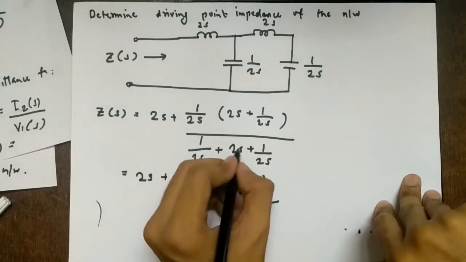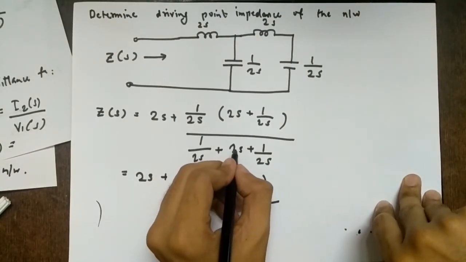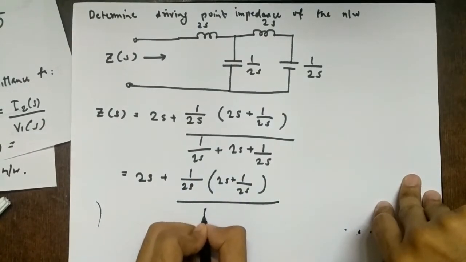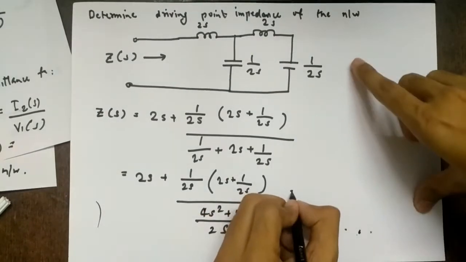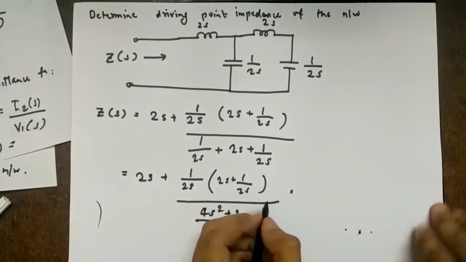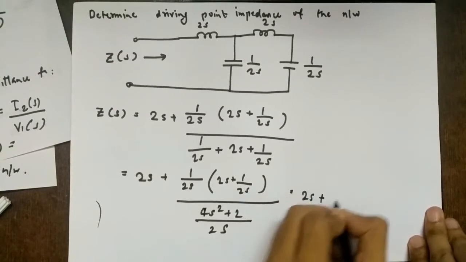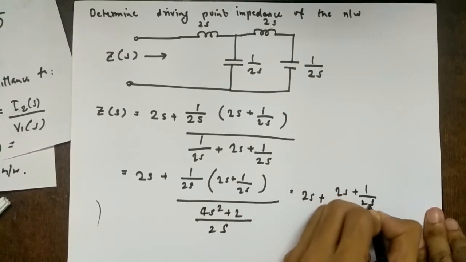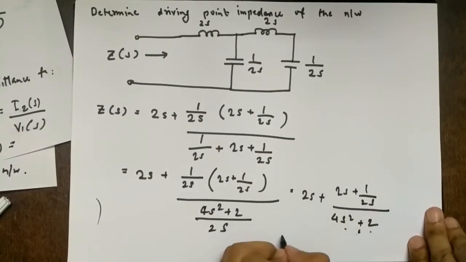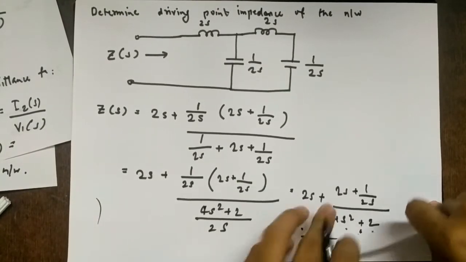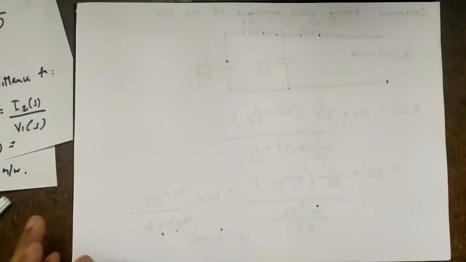So what will it be? So this will be 4S plus 2, 4S square plus 2 in fact. So 4S square plus 2 upon 2S. So this 2S and this 2S will get cancelled. So it will be 2S plus 2S upon 1 plus 2S upon 4S square plus 2. So then cross multiply. So you can solve this, right? So you will finally get Z of S, right? This is simple mathematics, so I am not doing it. So the thing is, I can solve more sums.